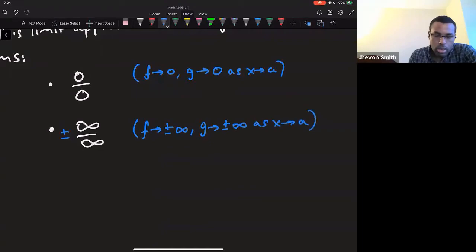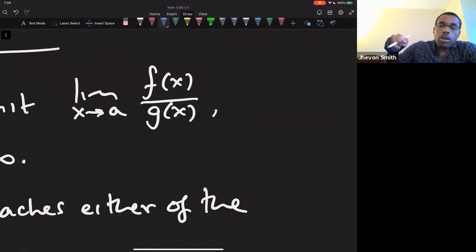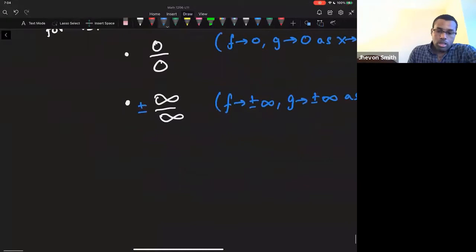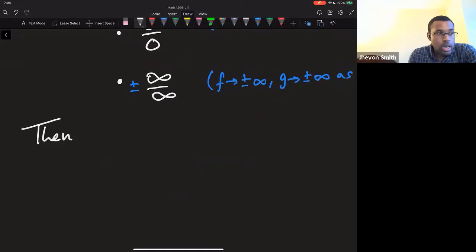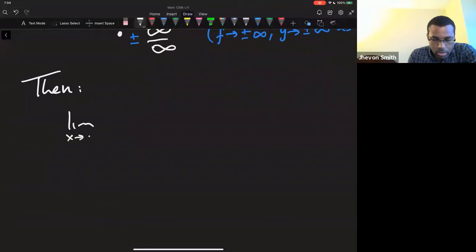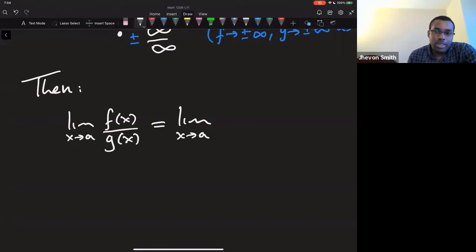So that would leave you with this. We have the limit of a division. What if the top and the bottom both are getting close to zero as x gets close to a? Or what if the top and the bottom are getting close to infinity as x gets close to a? Then L'Hôpital's rule says the following. The limit as x approaches a of this function will be equal to the following limit, which is surprising and beautiful. It's going to be the derivative of the top function divided by the derivative of the bottom function, and you take the same limit.